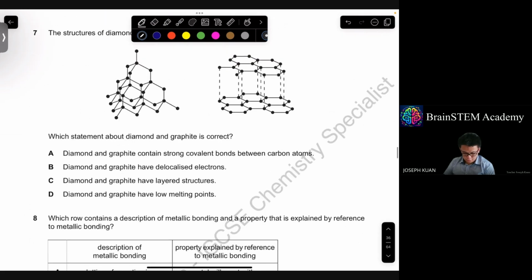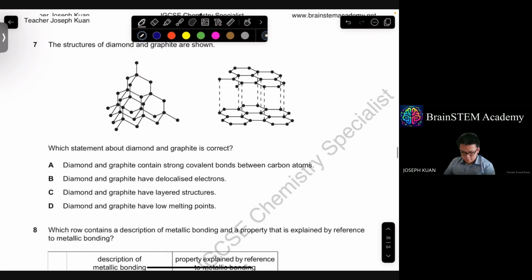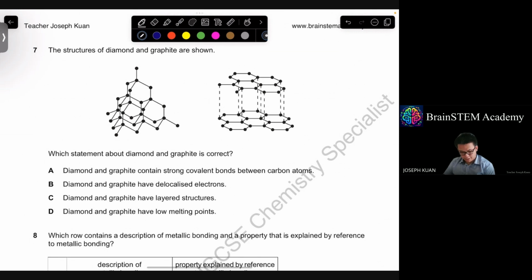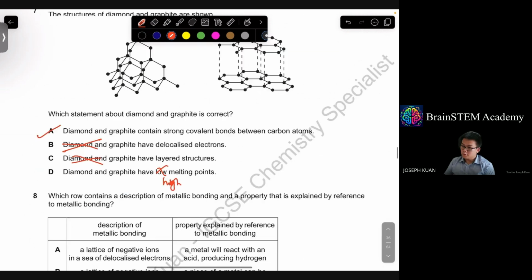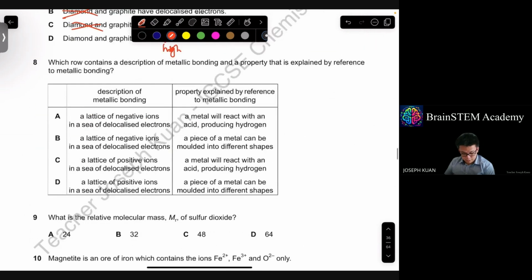Right, moving on. The structures of diamond and graphite are shown. Which statement about diamond and graphite is correct? Diamond and graphite contain strong covalent bonds between carbon atoms. That's correct. Only graphite has delocalized electrons. Only graphite has layered structures, and both of them have high melting points. So question 7 is 2. Moving on to number 8.